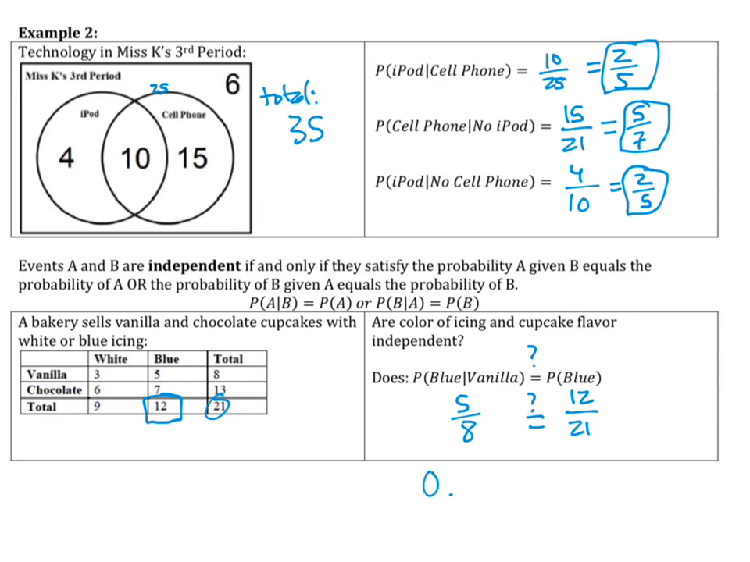And that's how you check. You should have gotten on the left side here 0.625. And on the right side, you should have gotten 0.571. These are not the same. And since these probabilities aren't the same, these are not independent. And so right there, they are not independent.